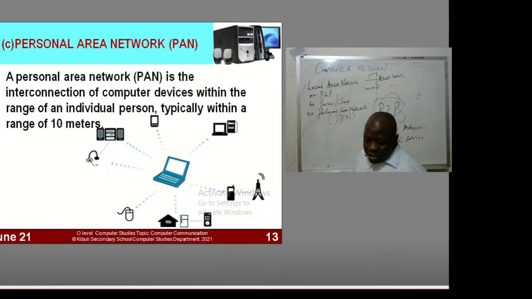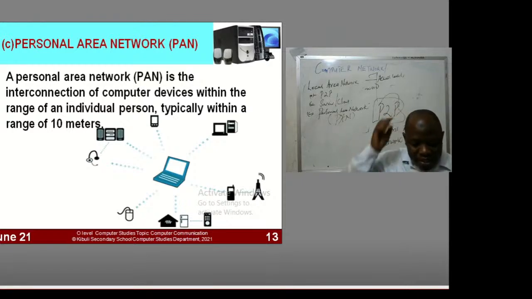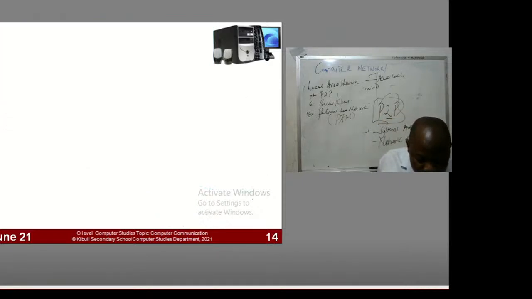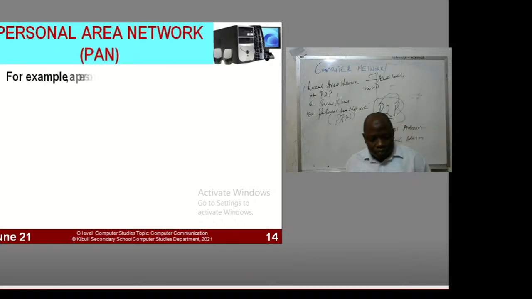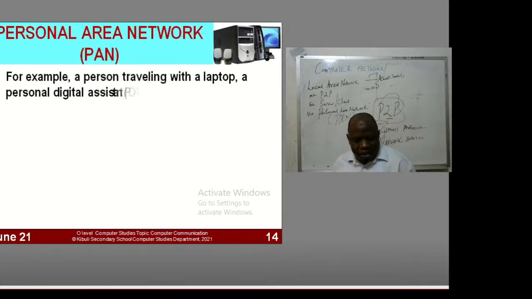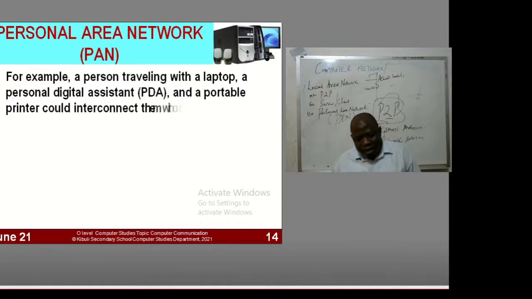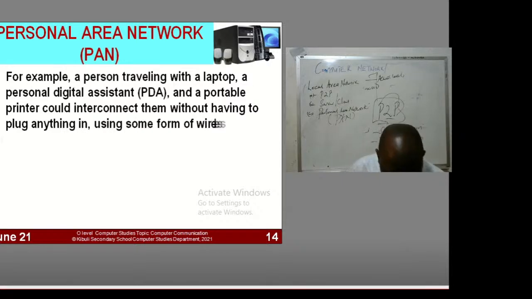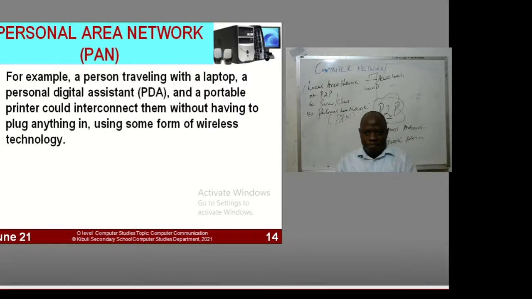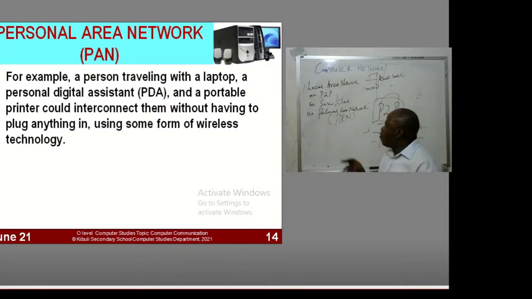As you see in the architecture of the network on the screen, different gadgets are connected together in order to come up with what we call a personal area network. For example, a person traveling with a laptop, a personal digital assistant, which is a PDA, and a portable printer. You can have your printer just in your bag, so you move. A portable printer could interconnect them without having to plug anything in, because now we are using more of wireless connection than anything.